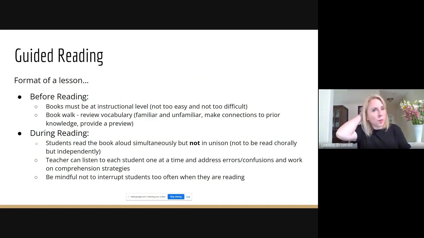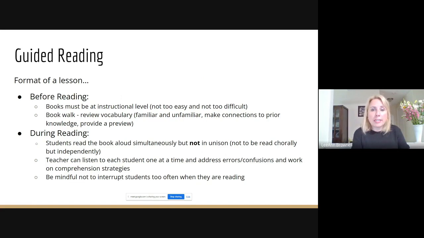And what would the format of the lesson look like? So again, the book must be at the instructional level, so it's not too easy and not too difficult. When you're working with EAL students, it's critical that you do a book walk first. So you might want to review some of the vocabulary. So what is familiar and what is new to them? Can you have a quick little conversation around the book? Do they know anything about this topic? And then you can give an overview or a very brief summary of what the book is about.